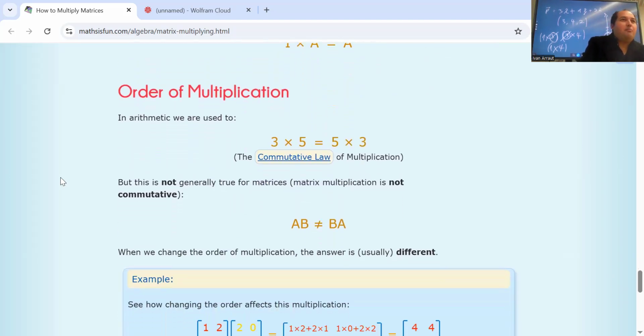Order of the multiplication matters in matrices. When you multiply numbers, the multiplication is commutative. What does it mean? It means that 3 times 5 is the same as 5 times 3, right? In matrices, no. If I have a matrix A and I multiply by a matrix B, it's not necessarily true that B times A is the same. So the order of multiplication matters in the matrix world. We call it non-commutativity of the product of the matrices.